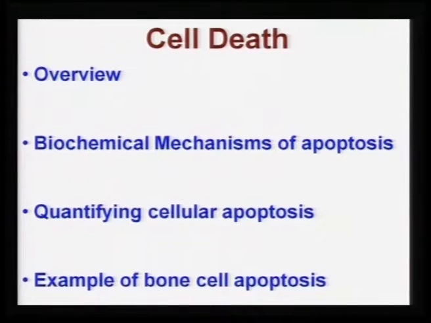The next topic is the cell death process. In the cell death or apoptosis process, I will first give an overview of the cell death processes, followed by the biochemical mechanisms of apoptosis. Third one is how to quantify the cellular apoptosis process. Fourth one is an example of bone cell apoptosis.